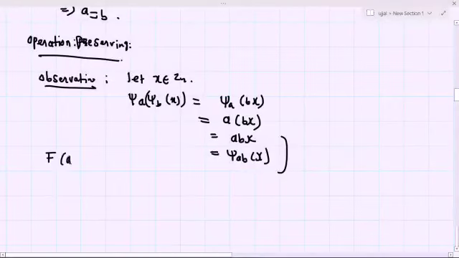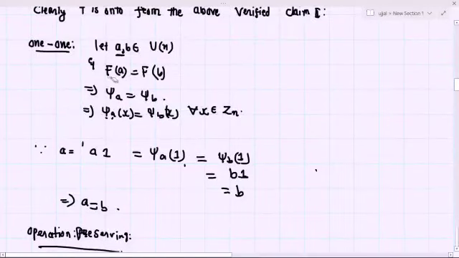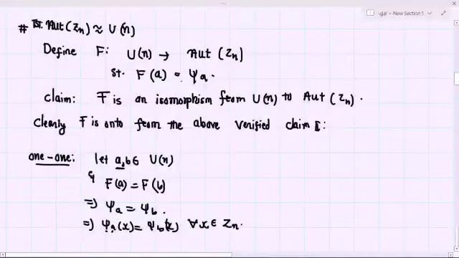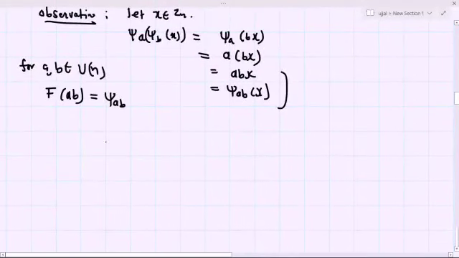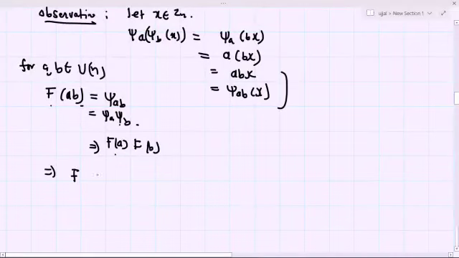Now I want to use this. If I look at f of a b for any two elements a and b in Un, I can write f of a b as psi of a b by the definition of f. We defined the function f to be f of a equals psi of a. In particular, f of a b equals psi of a b. But psi of a b you can write as psi a composed with psi b from this observation. By the definition of f, psi a is f of a and psi b is f of b. We proved that f of a b equals f of a composed with f of b, which implies that f is operation preserving. This completes the proof.